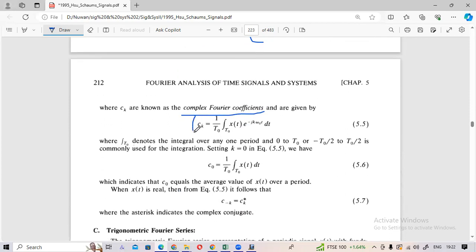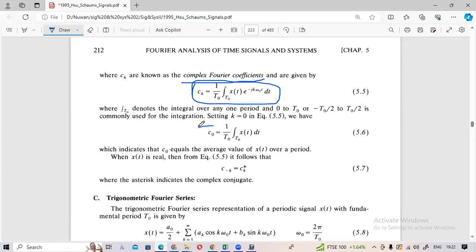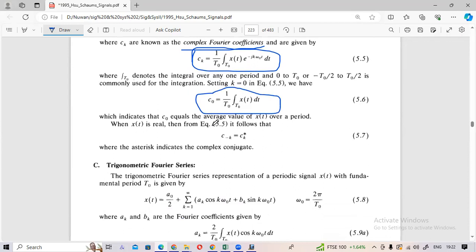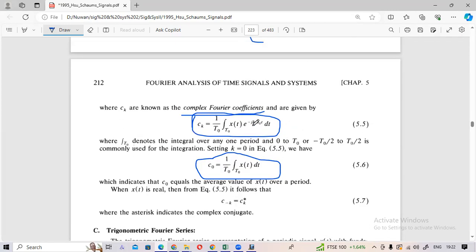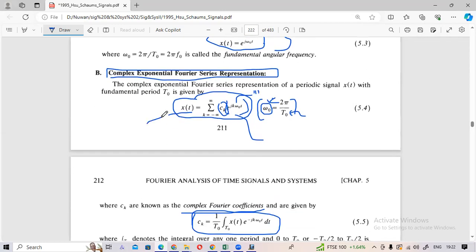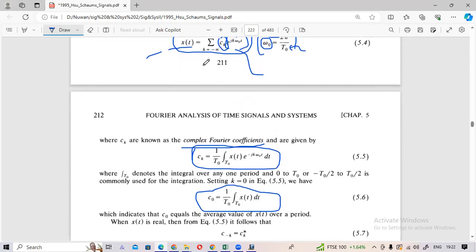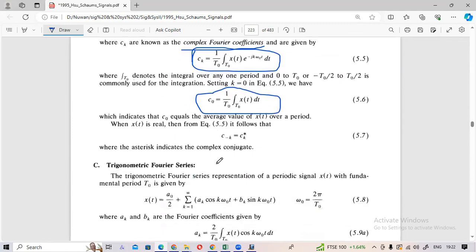You can use this identity to calculate the Fourier series coefficients, and this is the zeroth coefficient you have to calculate. Likewise, you can evaluate the others. Using these three equations, you can represent any periodic signal.